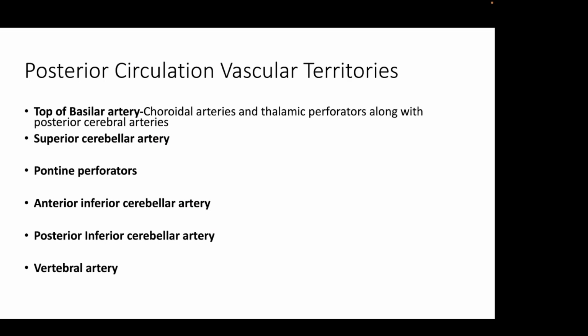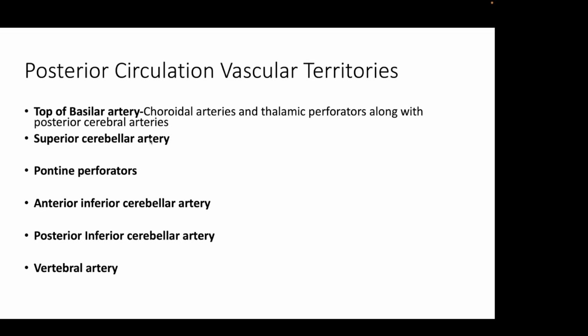So let's talk a little bit about the territories. When you see infarcts in these territories, it gives you an indication of where the lesion is. There's this concept of top of the basilar artery infarction. This can involve choroidal arteries, as I mentioned, with choroid plexus infarcts, and thalamic perforators that I showed you at the beginning. These are on the proximal posterior cerebral arteries. So in these cases, you can see infarcts of the choroid plexus and infarcts of one or both thalami.